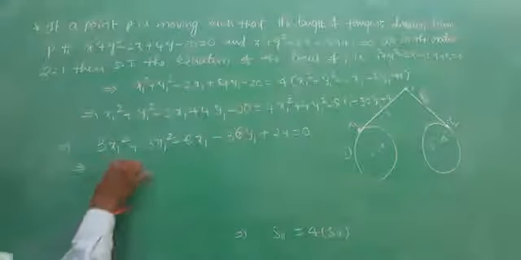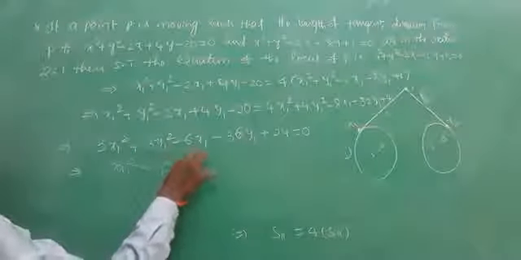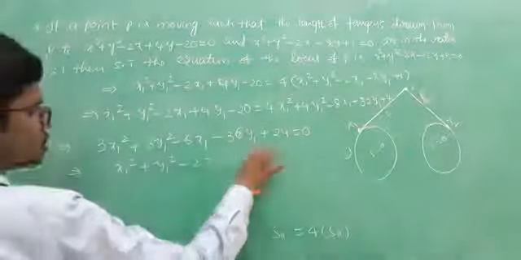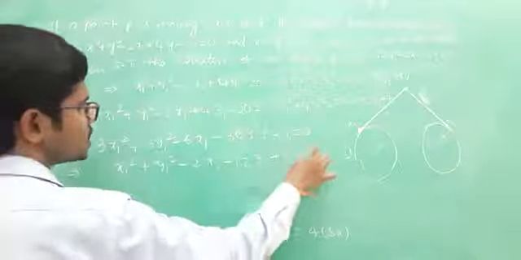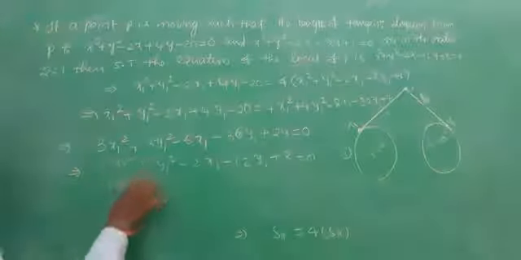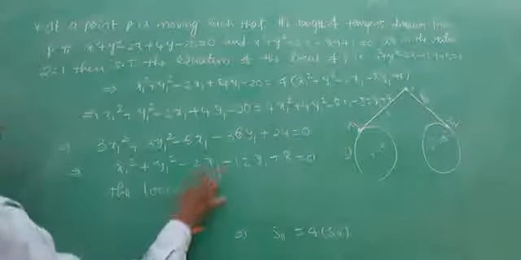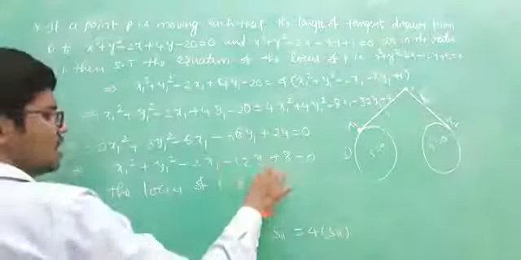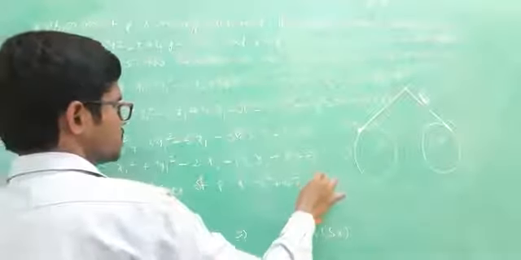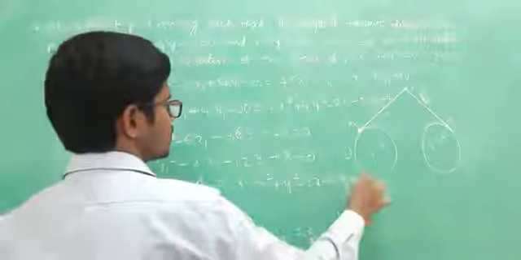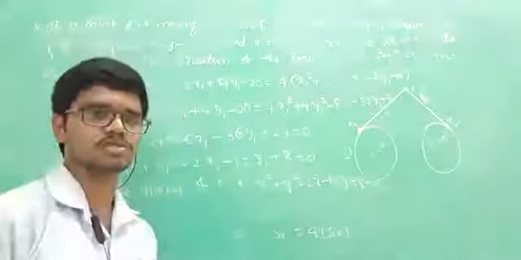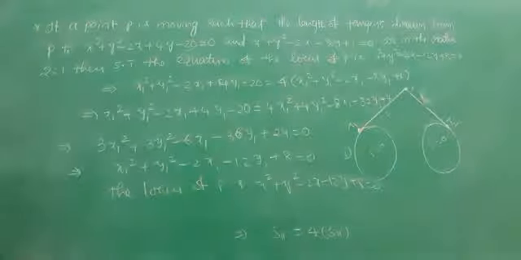Dividing by 3 we get x1 square plus y1 square minus 2x1 minus 12y1 plus 8 equal to 0. Therefore, the equation of the locus of P is x square plus y square minus 2x minus 12y plus 8 equal to 0. This is the required locus equation.